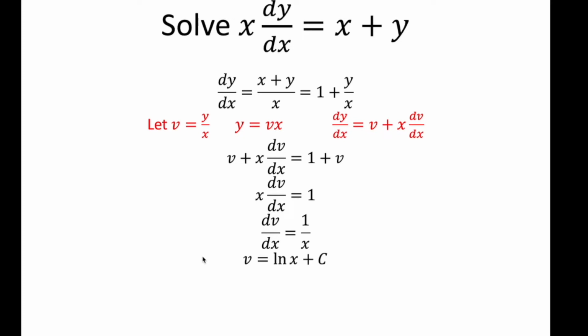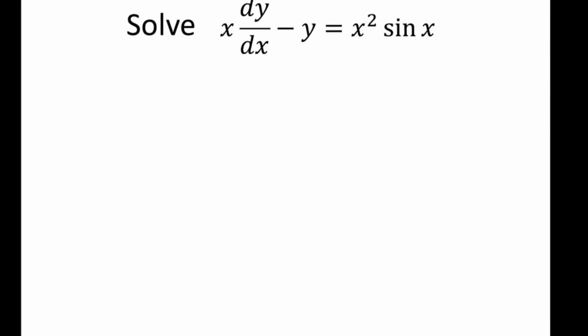And then of course this is not yet the solution. Our solution must be y is equal to a certain expression, right? So we have to go back to our substitution here. v is equal to y over x. So this is now y over x is equal to ln x plus c. Multiplying this side by x, the result is y equals x multiplied by (ln x plus c). So this is our general solution to this differential equation.